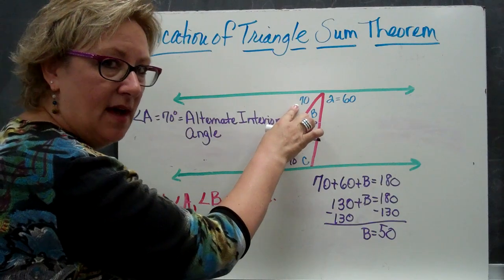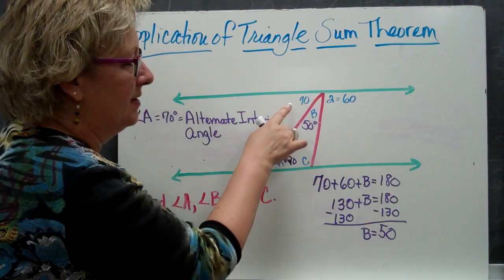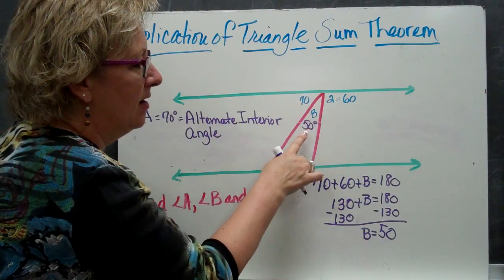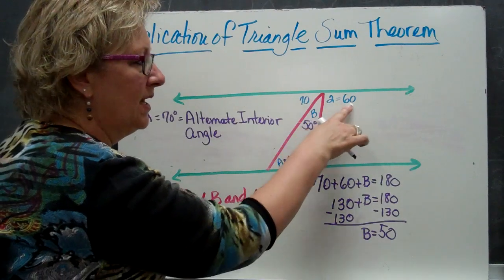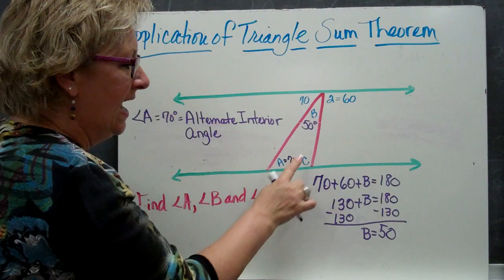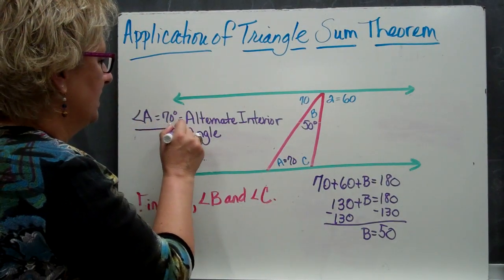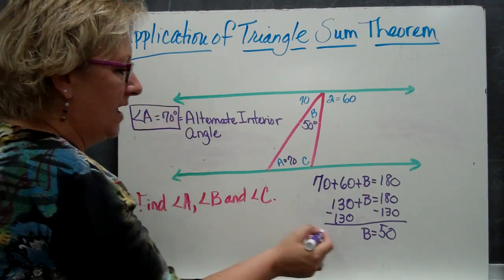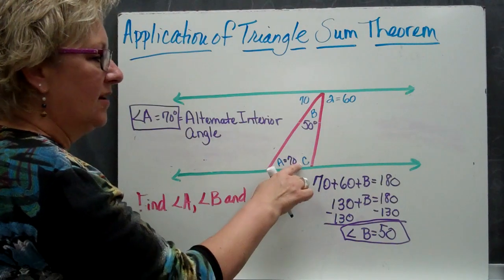Now, if I add this up, it should add up to 180. So let's do it quickly so we know that we haven't made any mistakes. 70 plus 50 is going to be 120, and 120 plus 60 does give us 180, so that is correct. I have angle A. I know that angle A is going to be 70. I know that angle B is 50. How are we going to find angle C?